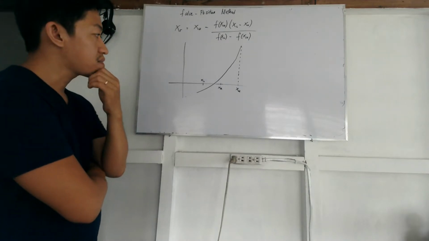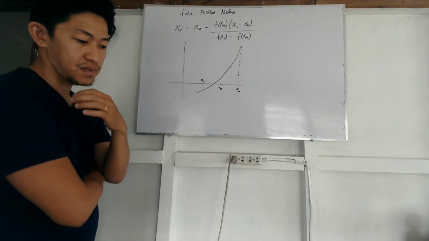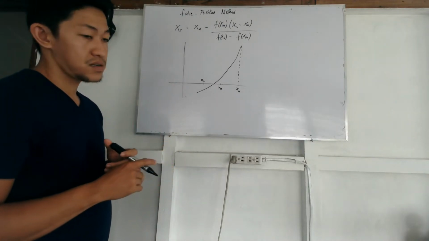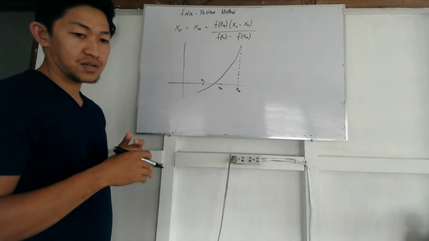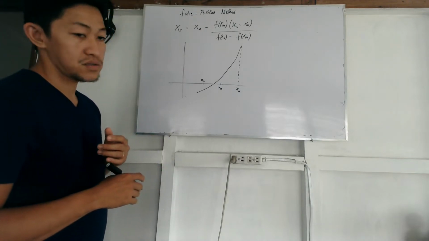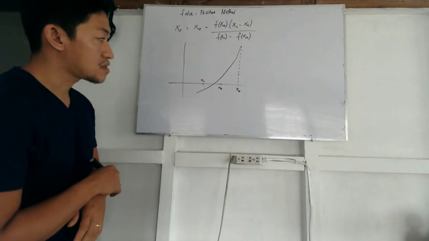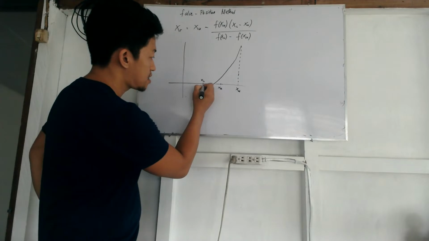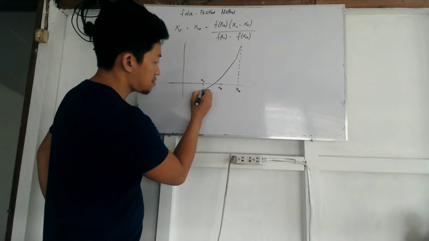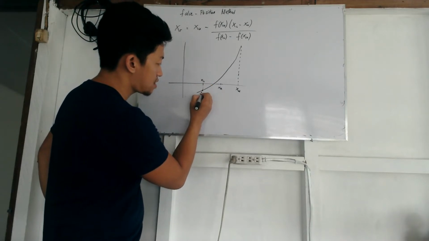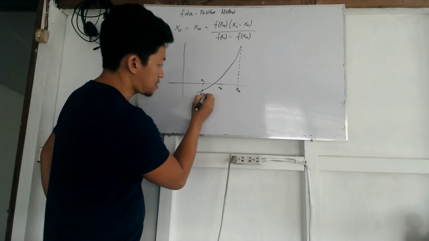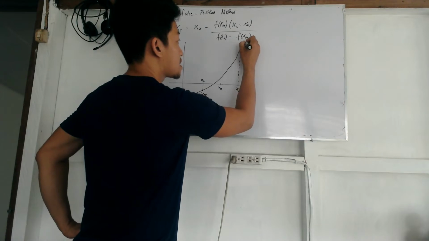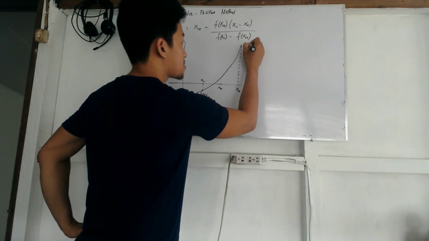Now the problem with the bisection method is that it halves your error, so it is slow to converge. The false position method compares the function values. By the way, this point will be your f of XL, and this one f of XU.